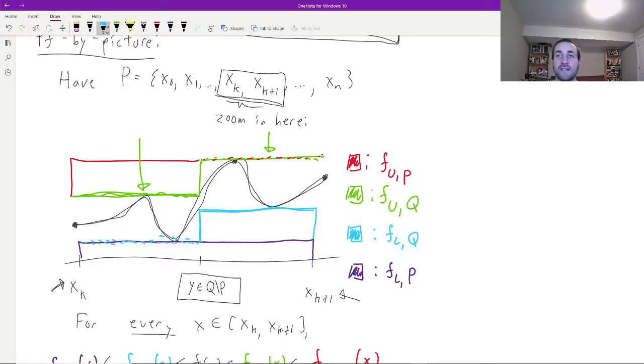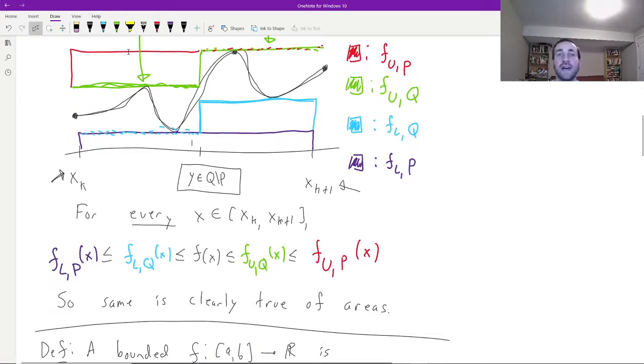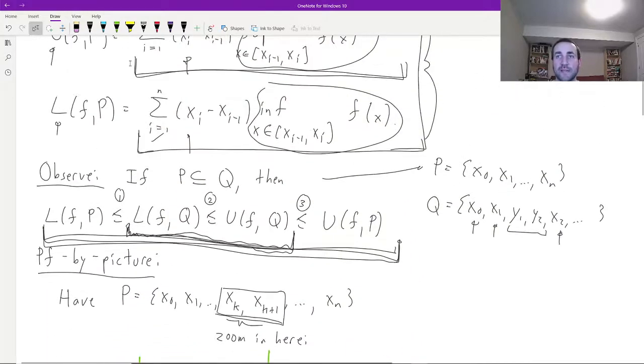And FLP is the infimum of f over this whole region from xk to xk plus 1. So it's this purple curve way at the bottom. And so the thing that we notice is that actually pointwise, FUP is bigger than FUQ, is bigger than FLQ, is bigger than FLP. And so since we have pointwise comparisons, obviously we have the same comparison for the areas. So that is, we get this thing up here, which is exactly the same ordering of the functions.